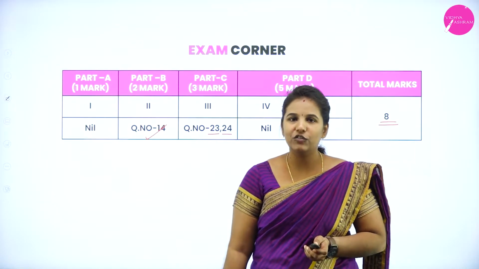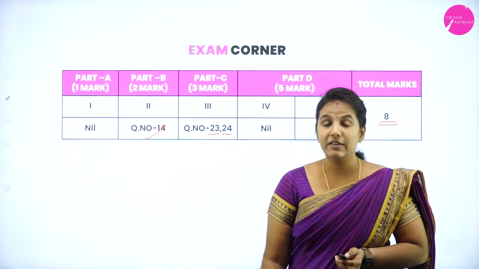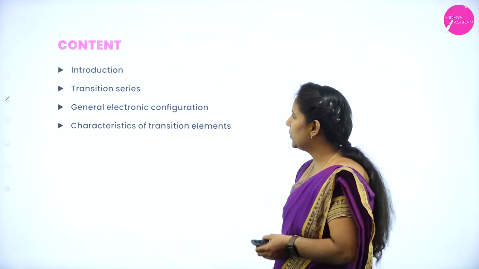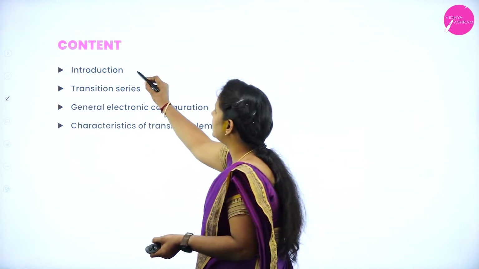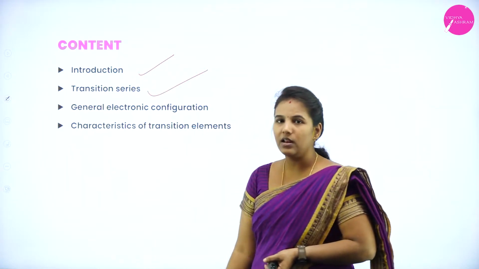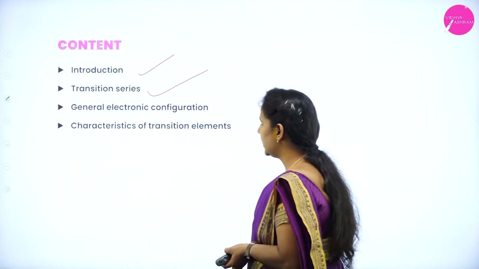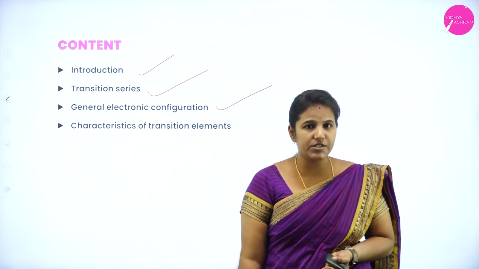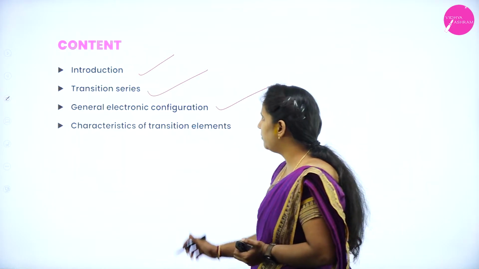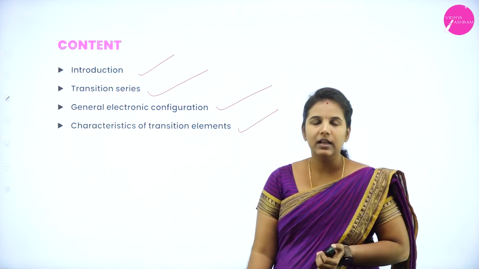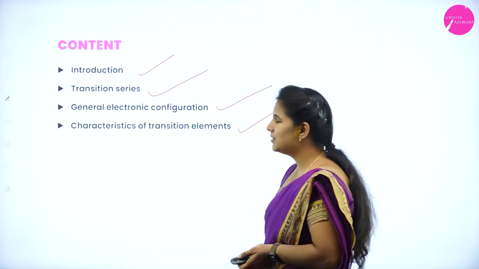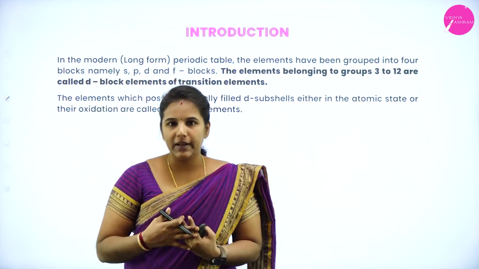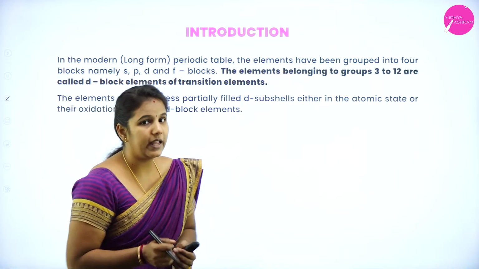So let us see what D and F block elements are and where they are situated in the periodic table. In this session, we are going to discuss the introduction, understand what a transition series is, and mainly understand the electronic configurations of the D and F block elements, along with some important characteristics of the transition elements. We are familiar with the periodic table, right? In the modern periodic table, I am talking.